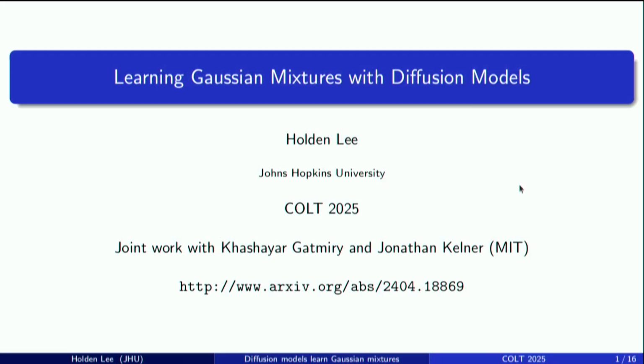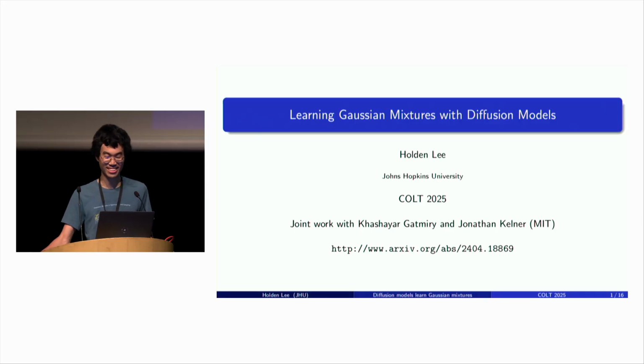All right. Next up, we have Holden again, talking about learning Gaussian mixtures with score matching and diffusion models again. But this time, he's an author of the paper, so you can ask him as many questions as you like. Take it away, Holden. Okay, this is joint work with Khashayar Gatmiry and Jonathan Kelner from MIT.